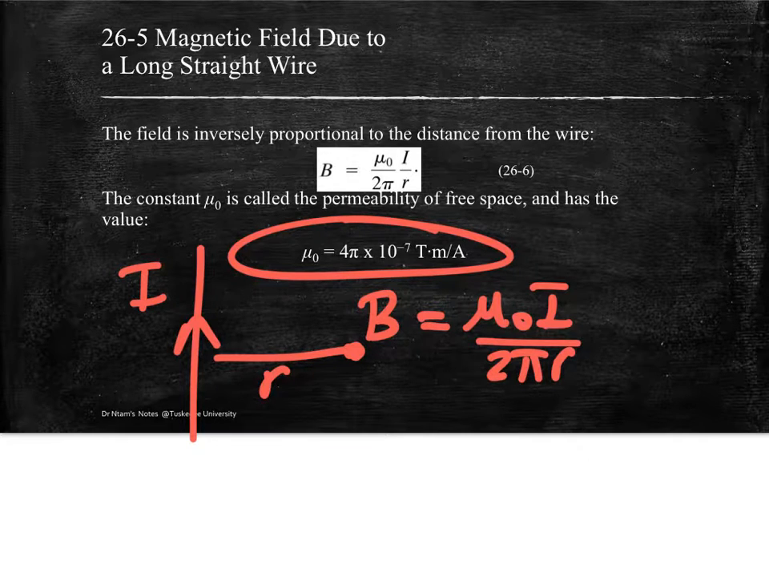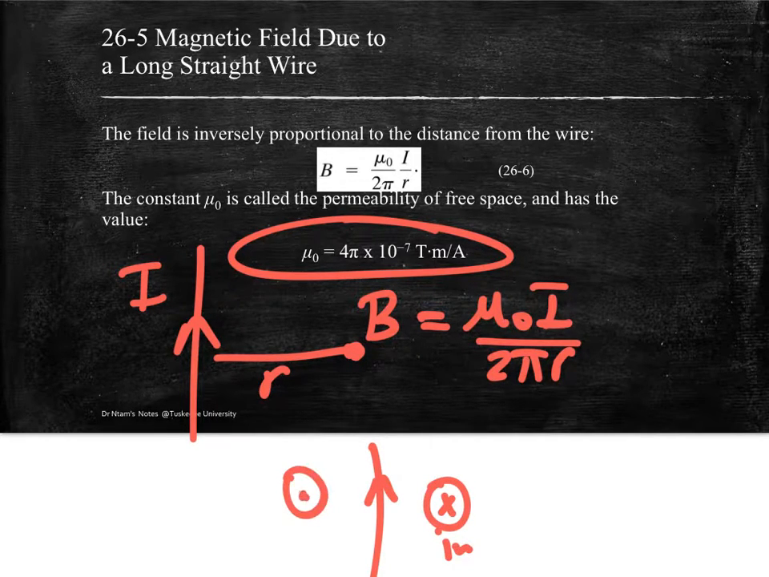And of course, the direction is given by the first right hand rule, where you place your thumb in the direction of the current and then wrap your fingers around the conductor to give you the direction of the field. In this case, the field to the right will be in, and the field to the left will be out.